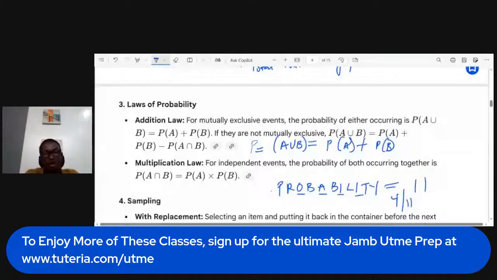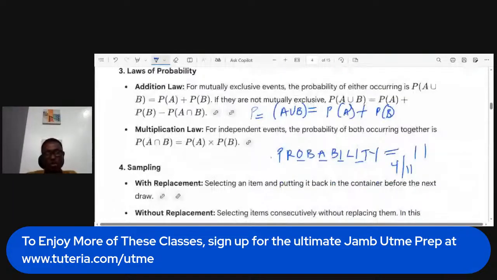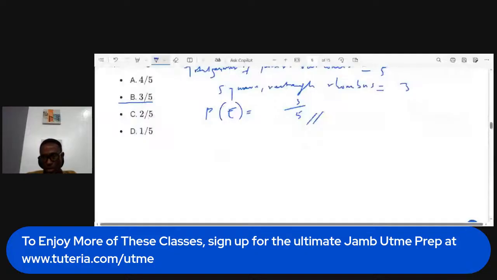And how do you recognize mutually exclusive events? It will be there in your question. All right. So I know someone would have solved this already. Let me check the comment section.